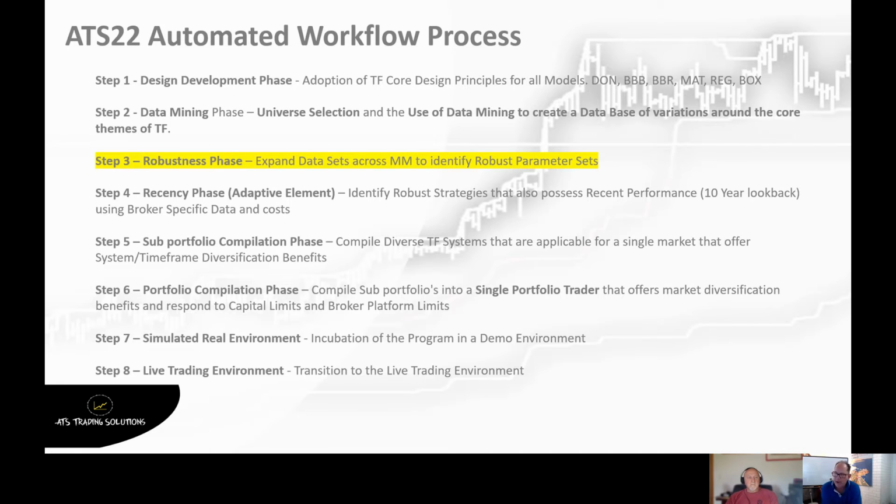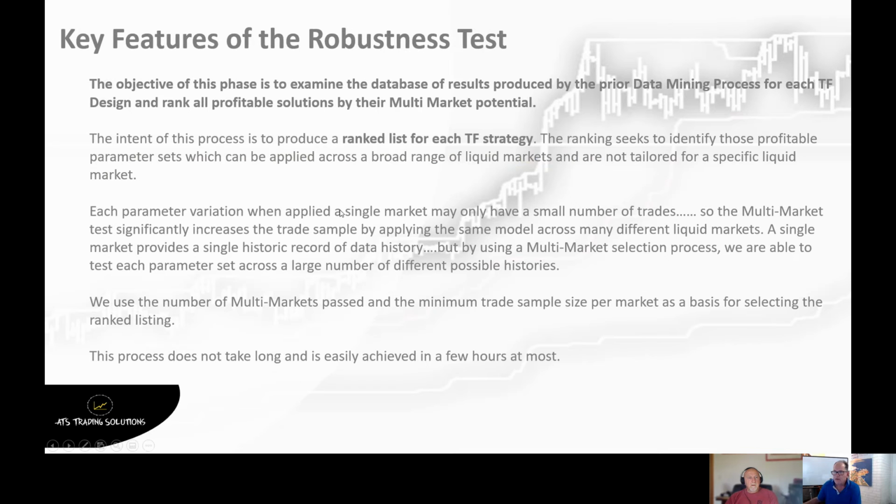So now we're up to step 3, which we regard as the start of the robustness tests. In this case, we're looking at the multi-market capability of these trend following models, and we're using the prior database collection to rank and sort those particular parameter variations that have multi-market potential and meet some of the criteria we set up in this phase.